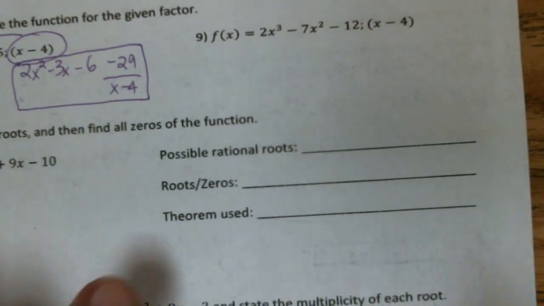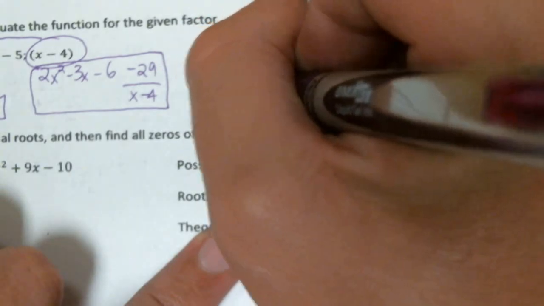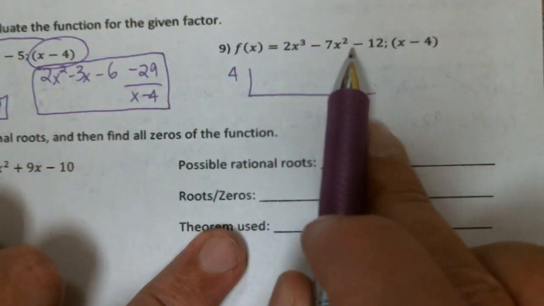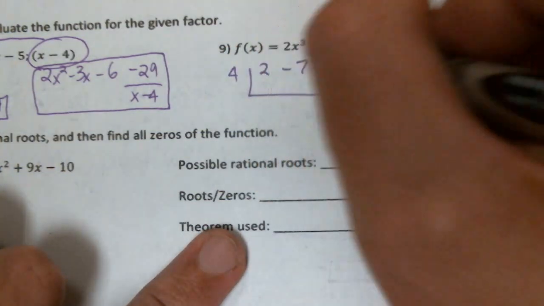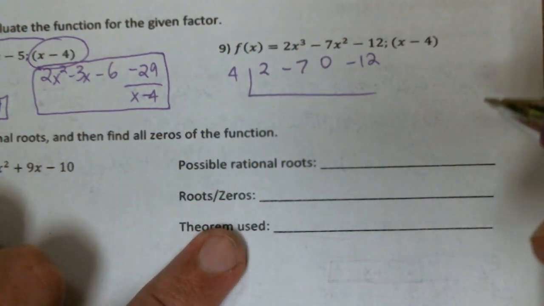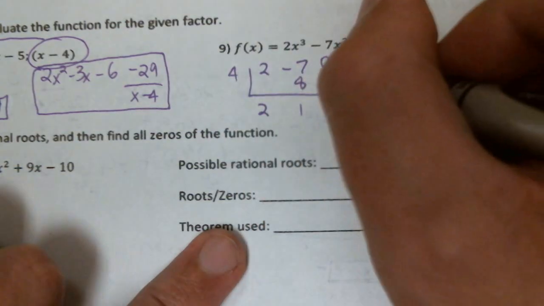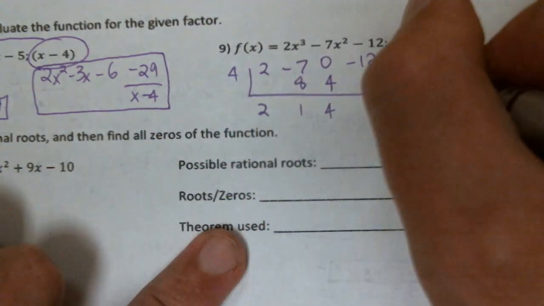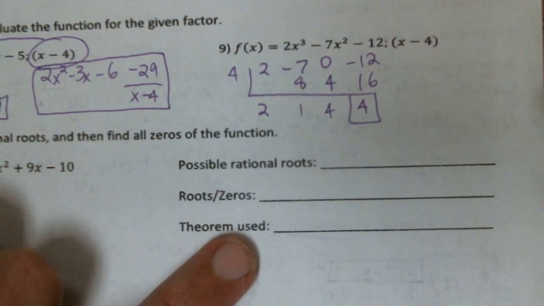Number 9. Okay, flip that sign again. So we're using another 4, 3, 2. Oh, I'm missing the x term. So 2, negative 7, 0, negative 12. Bring down the 2. 2 times 4 is 8. That's 1. That's 4. That's 4. That's 16. And a remainder of 4.